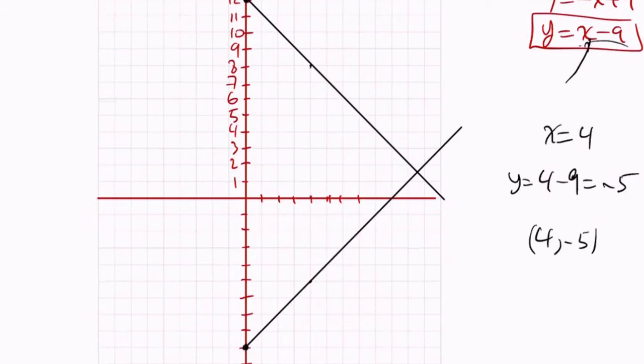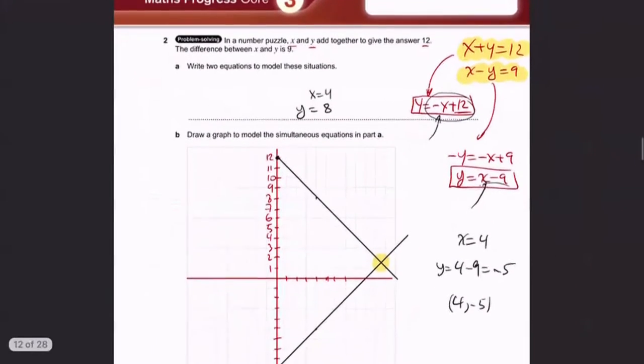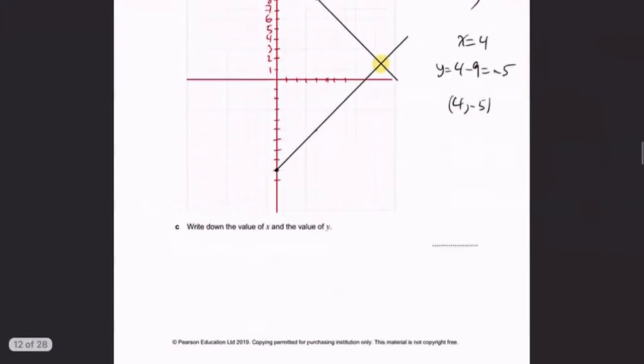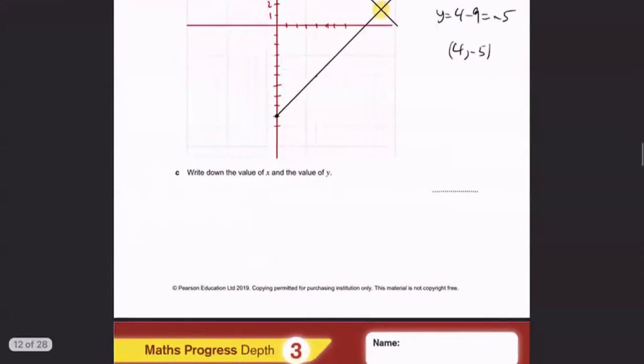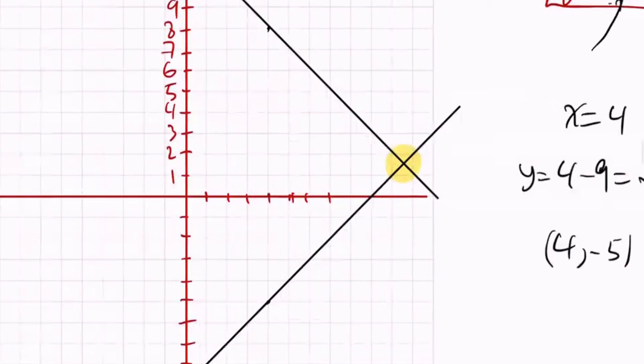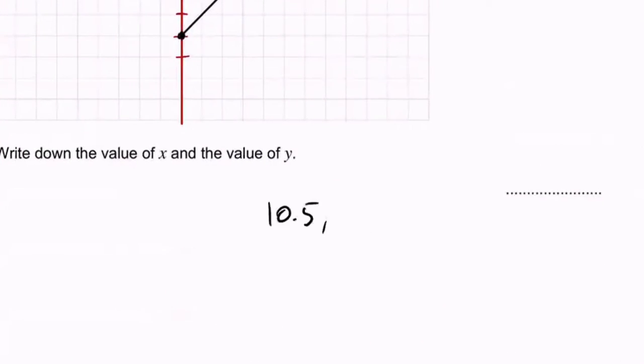Where is the solution of them? It's here. Okay, so draw the line to model this simultaneous equation in part A. Write down the value of x and the value of y. So what is here? Let us count them again. 1, 2, 3, 4, 5, 6, 7, 8, 9, 10, 11. So it is between 10 and 11, means 10 and a half. And between 1 and 2 means 1 and a half. So 10 and a half and 1 and a half. This is the solution of these simultaneous equations.